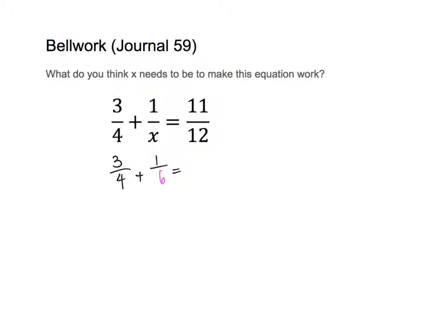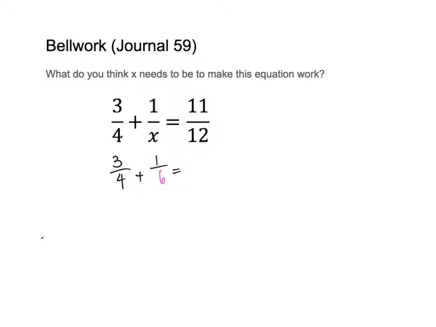Now, I tried out a bunch of numbers previous to this. Basically, I thought of factors that give me 12, like 2, 4, 3, and 6. I'd even tried 12. And from those numbers, 6 is the one that worked, and I'll show you why.